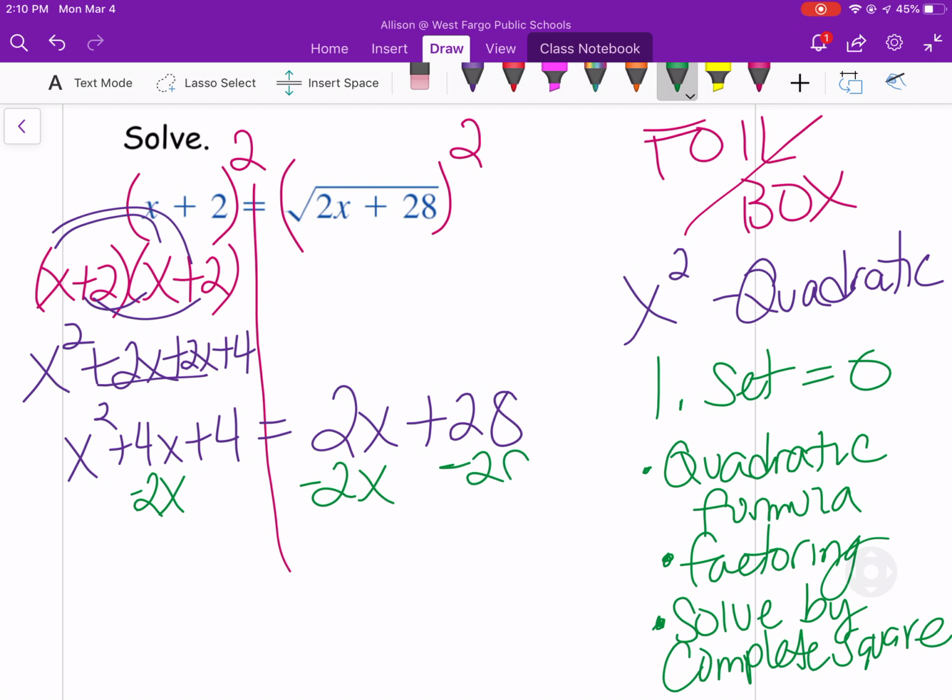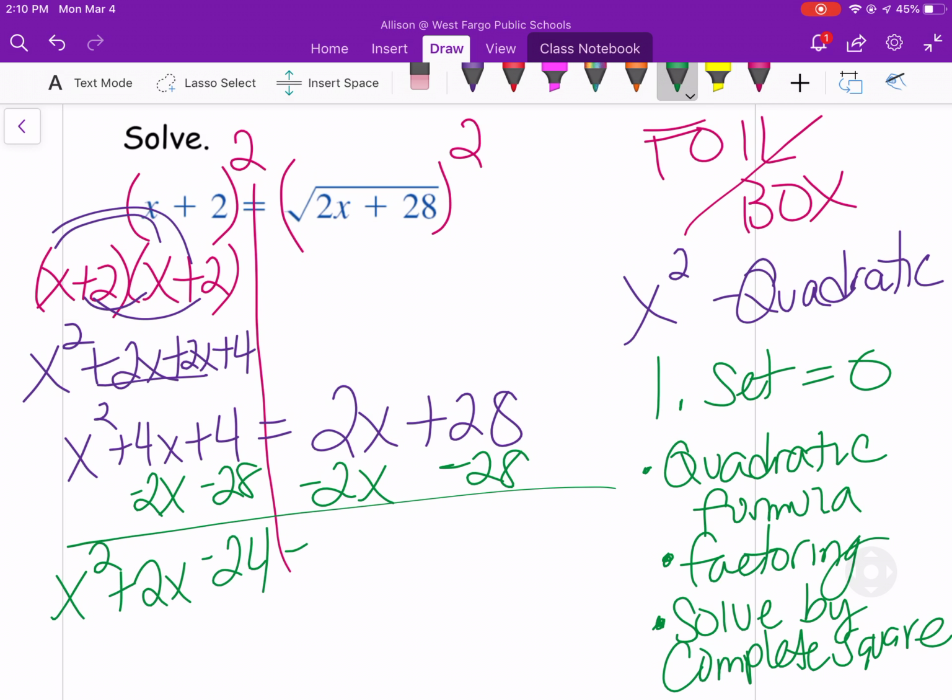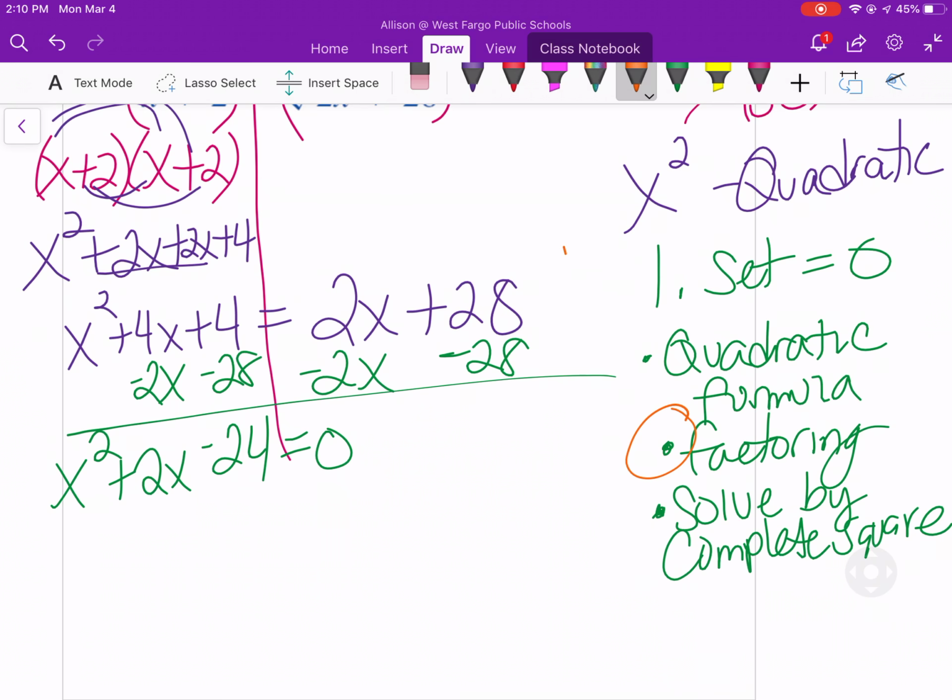And then I'm going to subtract 28, and that's going to go with the 4. So making sure to combine like terms there. 4x minus 2x is 2x. 4 minus 28 is negative 24. Now, if possible, factoring is going to be your best choice. Since this is just x squared, let's see.